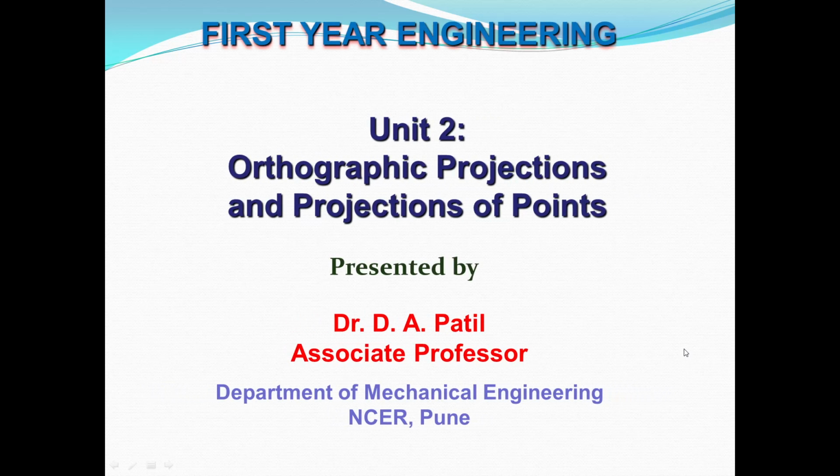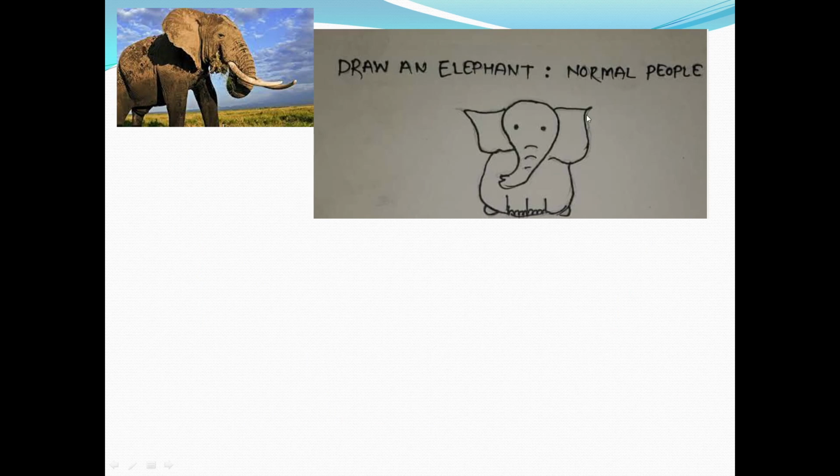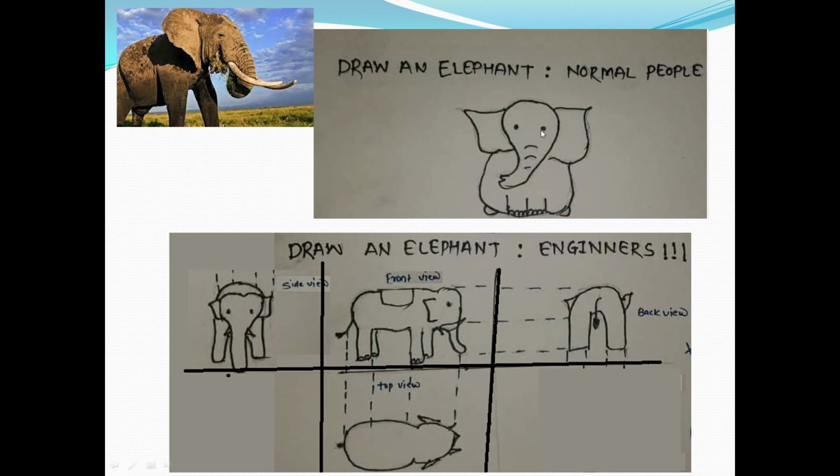Okay, good morning to all, and we are covering unit number 2, orthographic projection. So far, we have covered an elephant as an object, how a normal person draws a single view of an elephant, and how an engineer draws the views of the elephant, that is front view, top view, side view, and left hand side view.